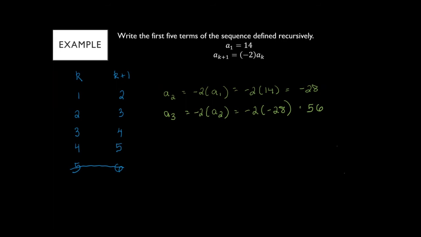But to continue, so a4 is going to be -2 times a3. So I'm going to multiply 56 by -2. So -112. And it's really easy to get the pattern. I just know that I'm going to multiply by -2 again. And that gives me 224. So our sequence is 14, negative 28, 56, negative 112, 224, and then we'll keep going.